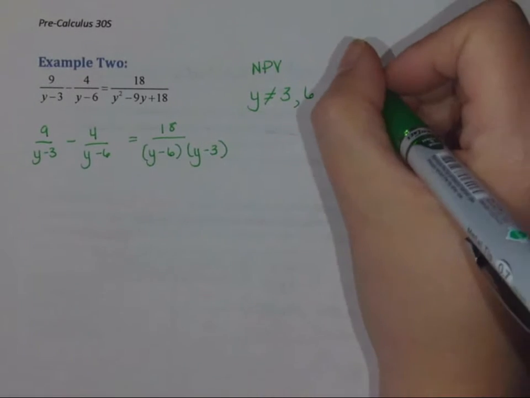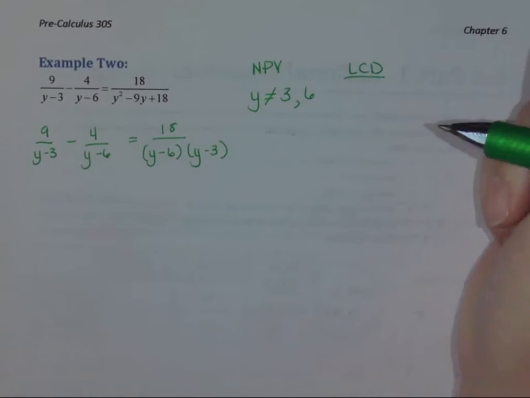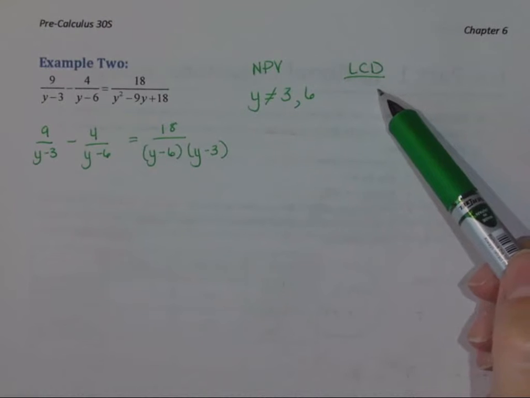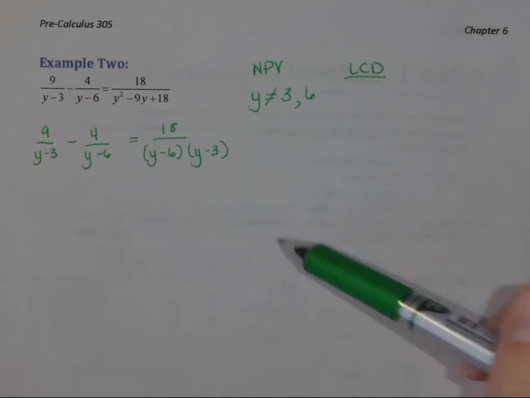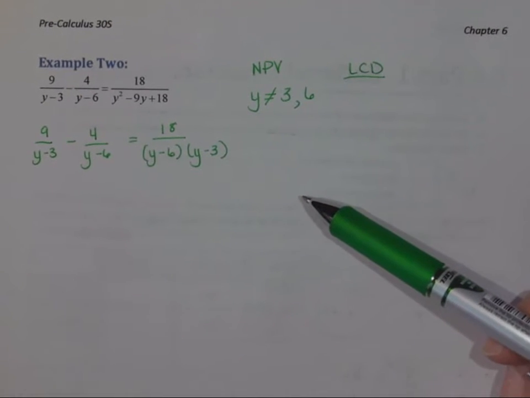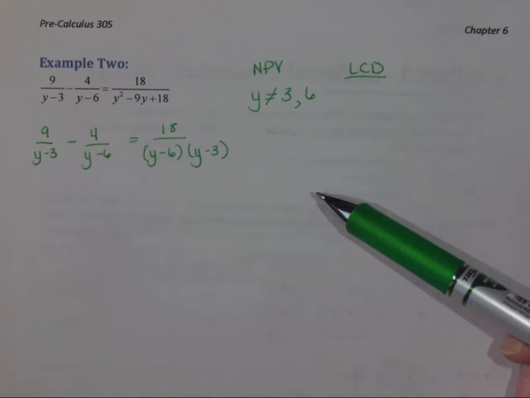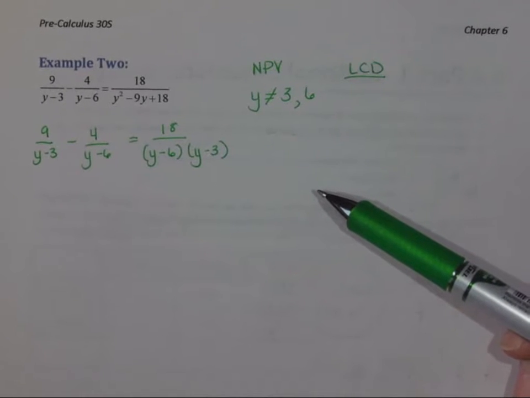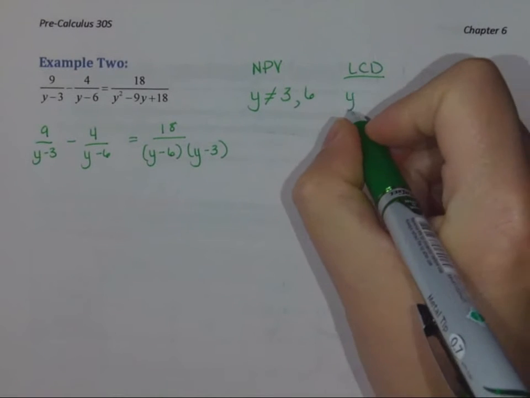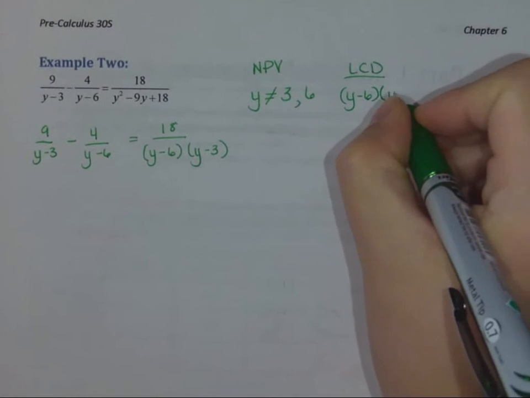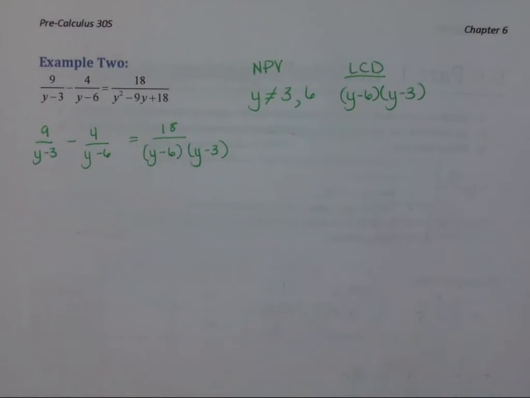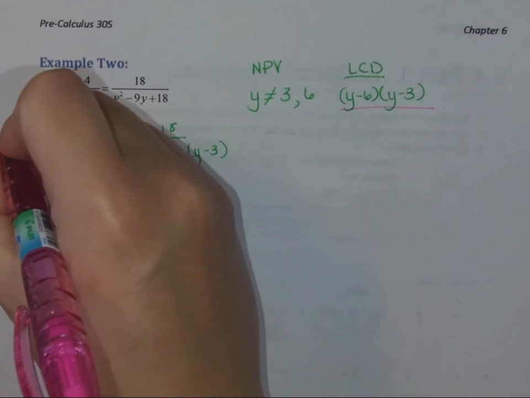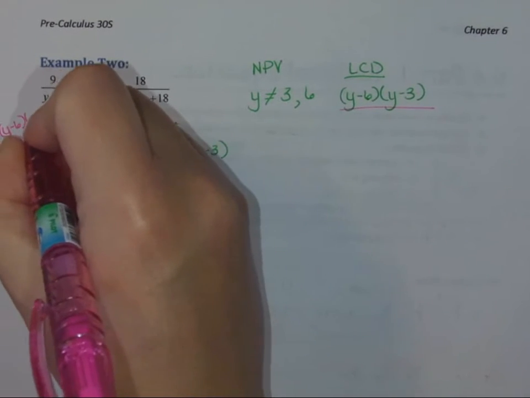Okay, so now for our LCD. And I always take the time to write down my LCD, even though I know what it is in my head. So what's my LCD? Y minus 6, y minus 3. So what we're going to do with our LCD again is we're going to take this and multiply it by the tops only, because our goal is to get rid of the denominator.